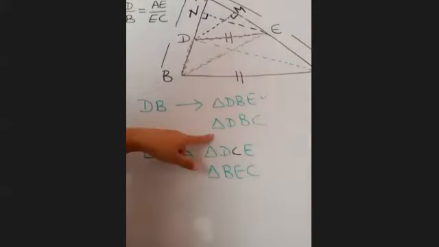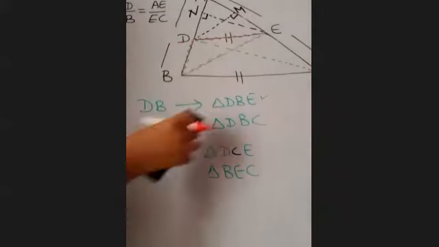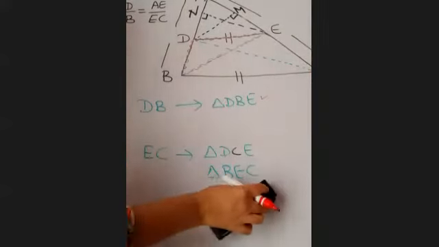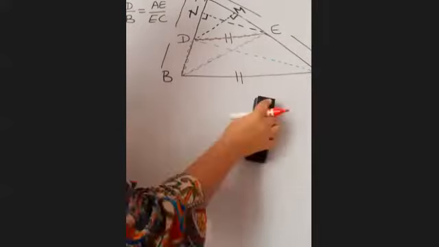But if I talk of DBC, is there any perpendicular attached to this one? No, ma'am. So I will be considering DBE. And likewise, we shall not take DEC, but DCE. Okay. So now let us see the triangles.